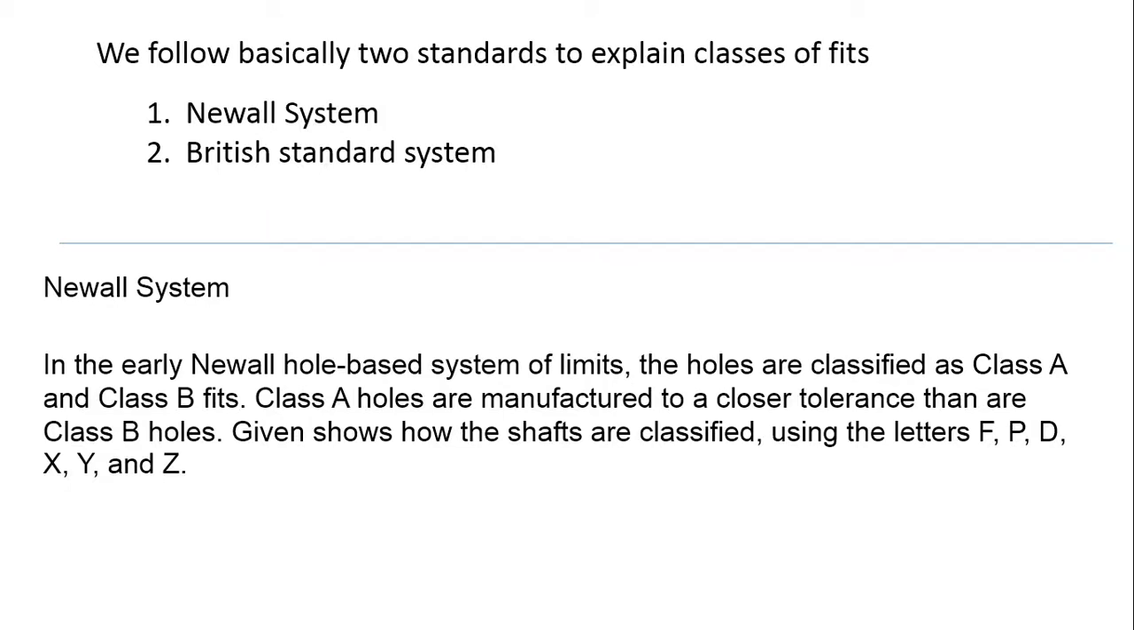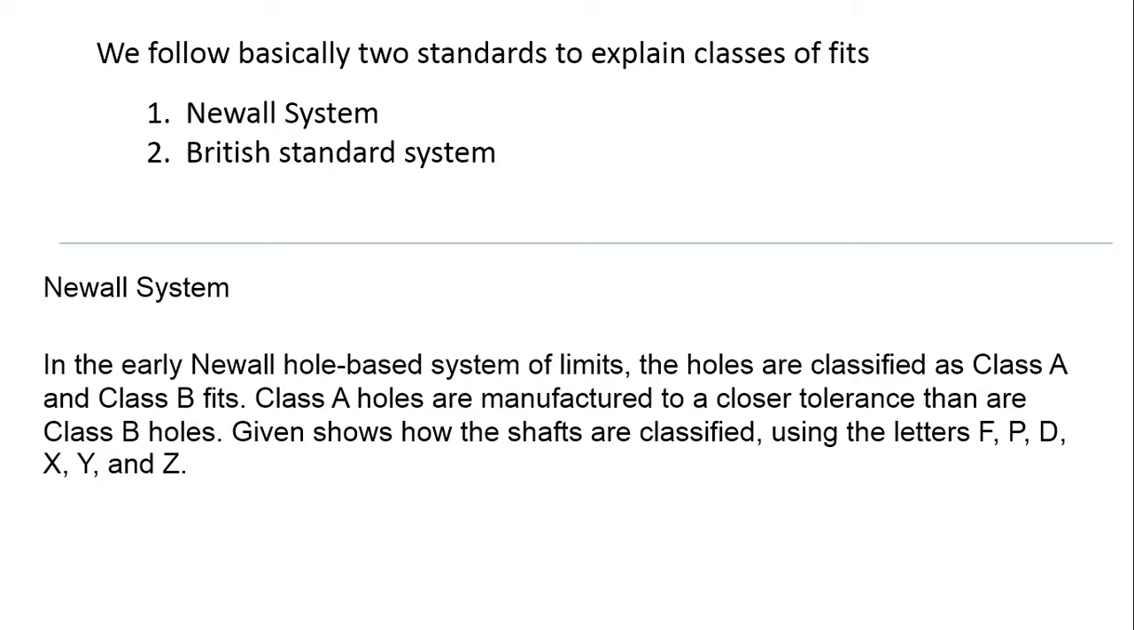Now basically we have two kinds of standard to explain the fit: the Naval system and the British system. In the early Naval hole-based system of limits, the holes are classified as class A and class B fit, so there are only two classes. Class A holes are manufactured to a closer tolerance than class B holes.